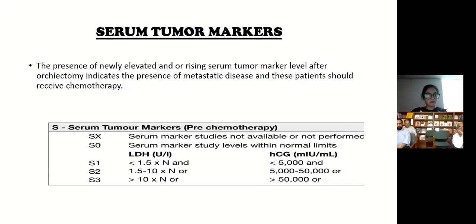Let's wrap up. The presence of newly elevated or rising serum tumor marker levels after orchiectomy indicates the presence of metastatic disease, and these patients should receive chemotherapy.